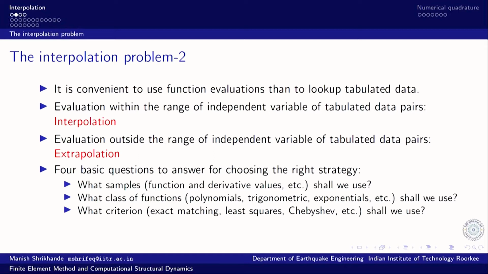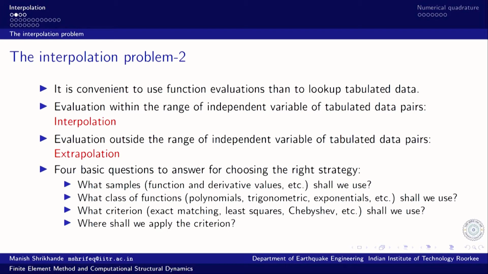Then what criteria should be used? When we say criteria, we talk about the degree of approximation, what constitutes a good or acceptable approximation, or when we say that this is good enough for our purpose. So, do we insist on exact matching, or are we looking at a least squares fit or Chebyshev approximation or whatever? The criteria need to be defined a priori, and then based on that we evaluate the quality of approximation.